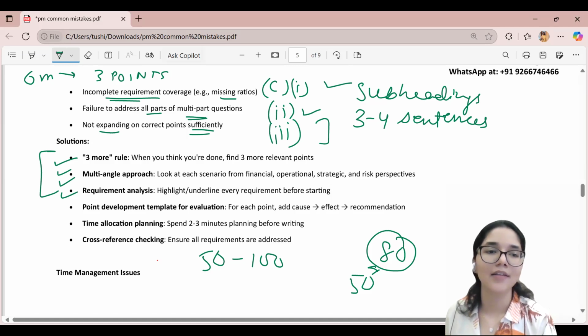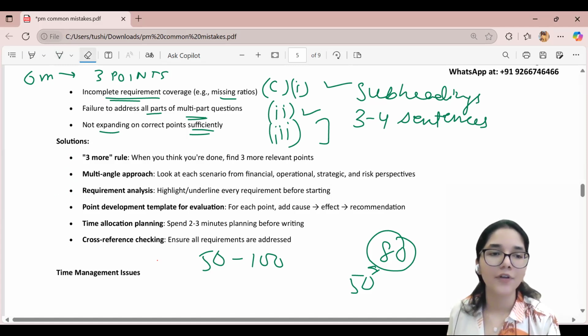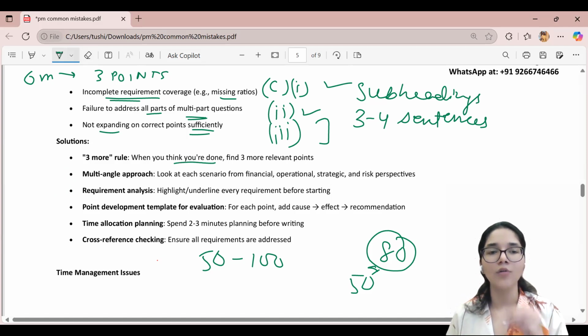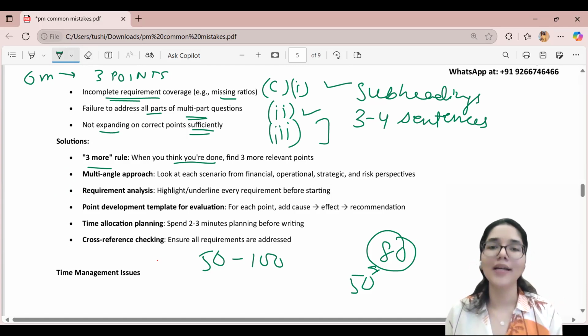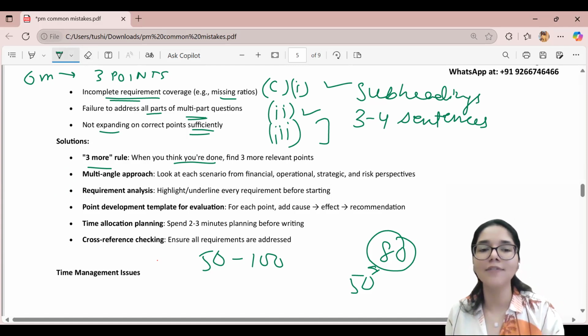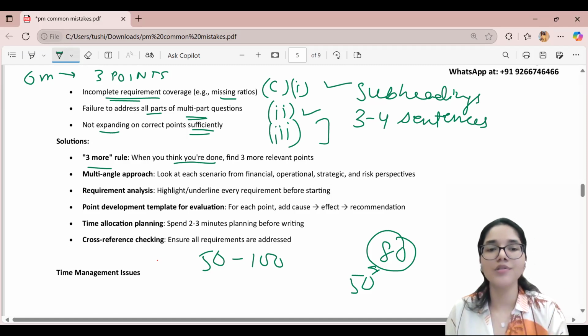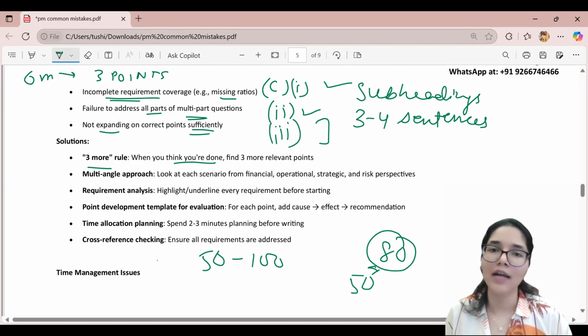So let's discuss other solutions also. The first solution I give you is, whenever you think you are done and you have thought of all the possible points, use the three more rule. Tell your brain, once you are done thinking, let's try to find 3 more points. Once you target finding 3 more, maybe you find at least 1 or 2 more points. Otherwise, you were just leaving the answer there. If you are able to think of 1 or 2 more points because of the 3 more rule, there are a few extra marks which you have obtained, which you otherwise would have left on the table. So use this rule whenever you think you are done with writing all of the analysis that was possible.